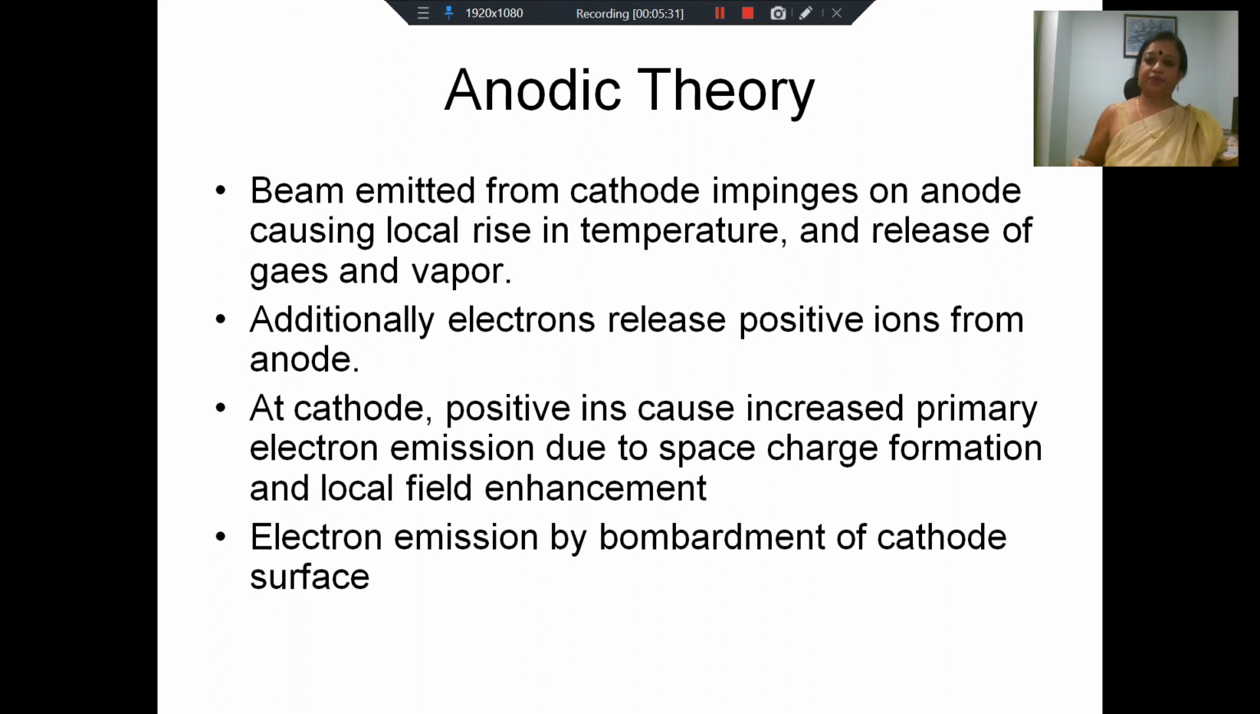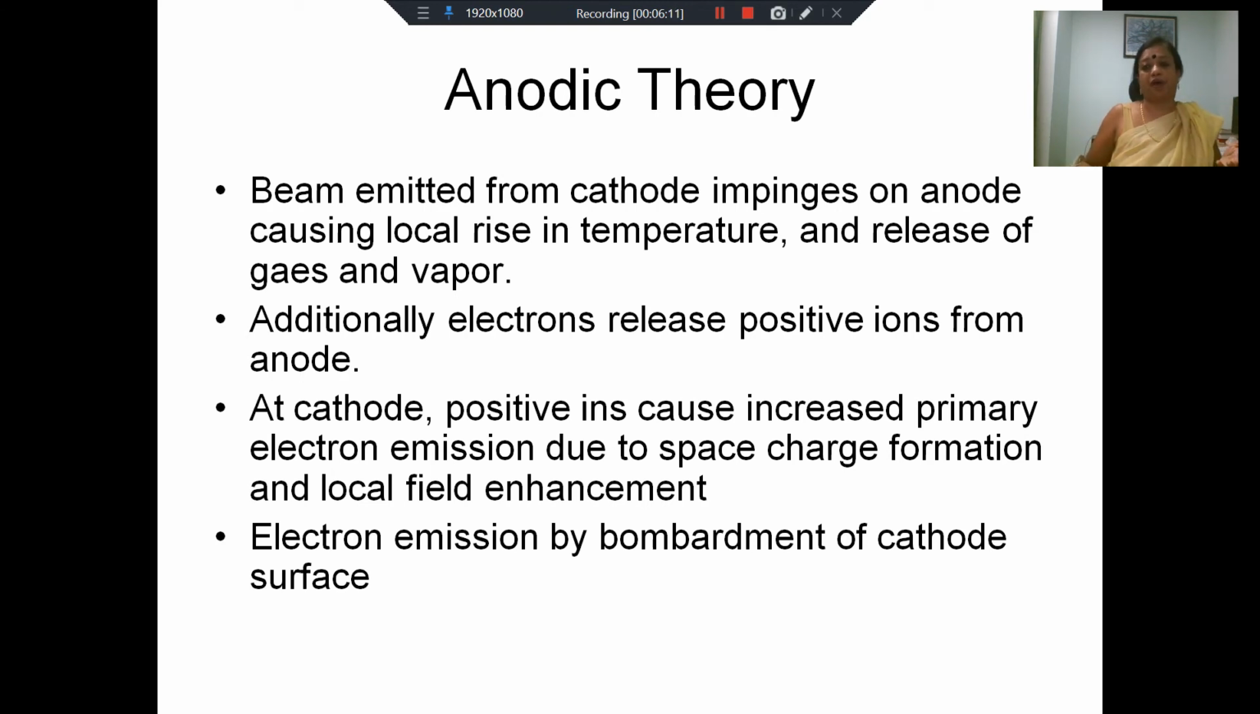You have electron beams from the cathode, which impinge on the anode. As a result, there is a local rise in temperature. And because of the local rise in temperature, there might be emission of adsorbed gases, or metal vapors may be created. Additionally, due to electron impact at the anode, positive ions may be released into the gap. Again, when these positive ions reach the cathode, they may increase the primary electron emission due to space charge formation. So these electrons are moving around in the vacuum, and it might so happen that the positive ions reach very near to the cathode, not exactly, but they may form a space charge cloud.